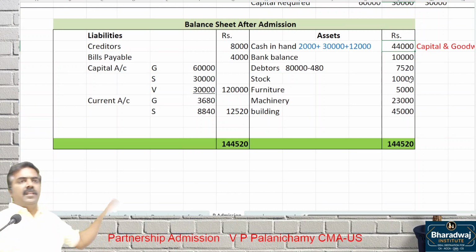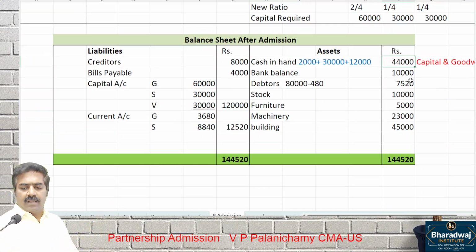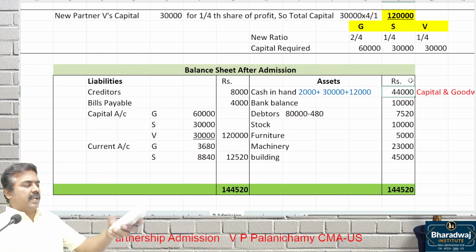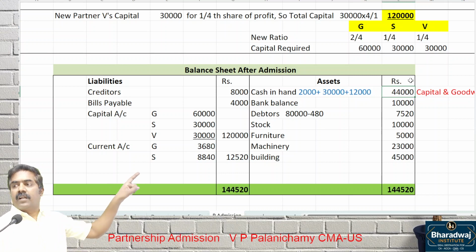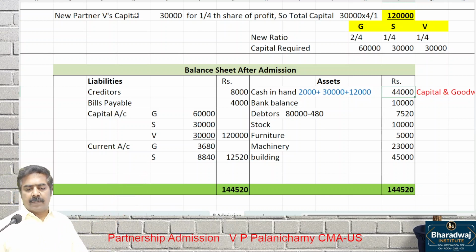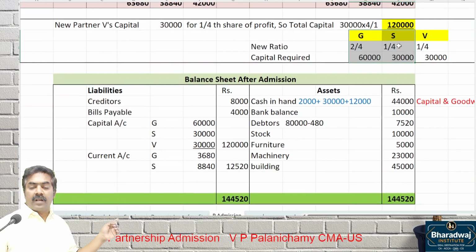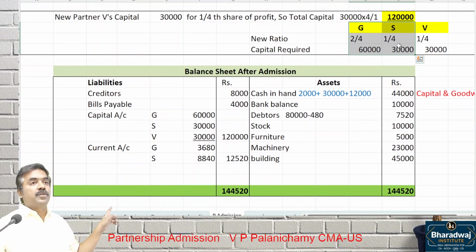Wait. In this question, who's the new partner? V. Based on V, we work out others' capital. What is V's capital? 30,000. If it is 1/4, what is the total capital? Based on that, we decide how much G and S should have. This is question number 5.